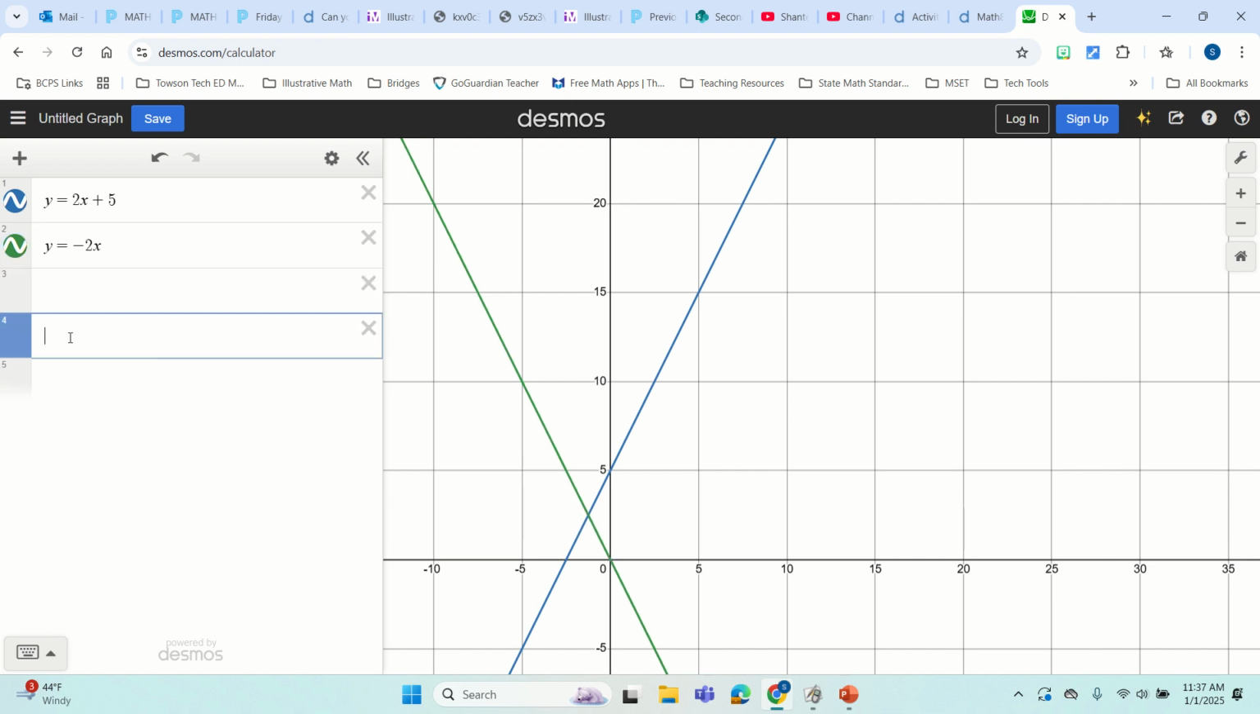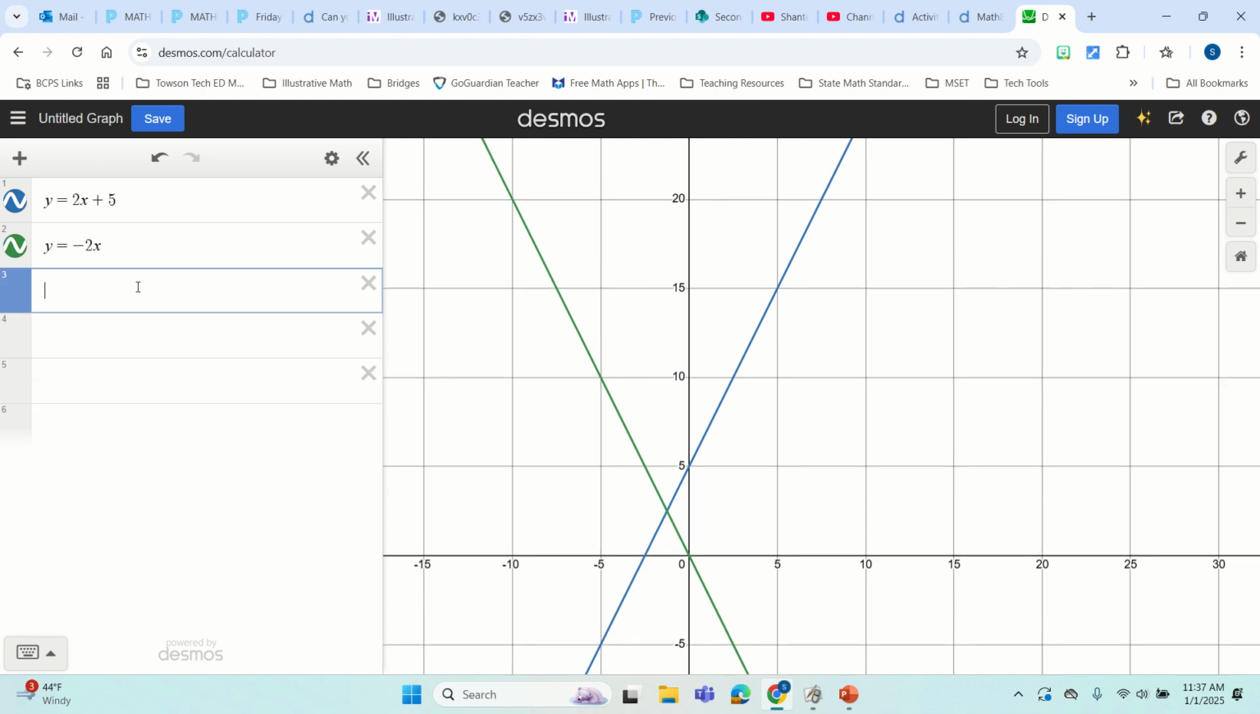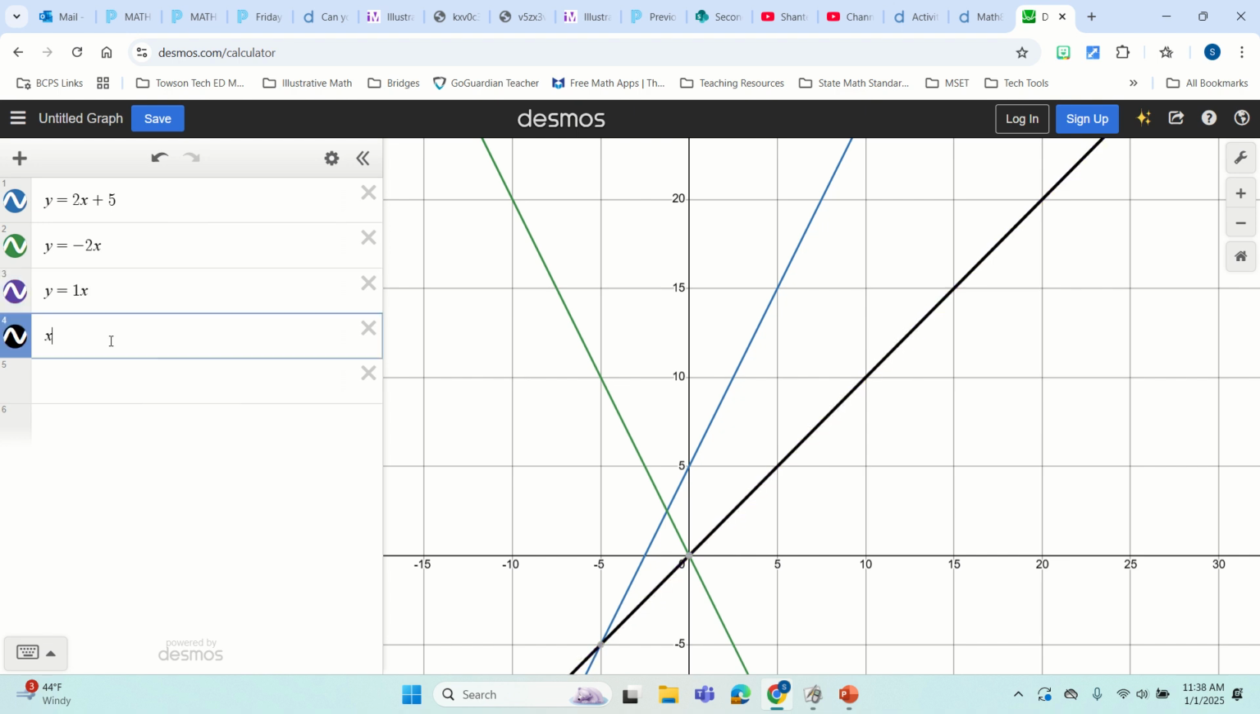You can graph as many lines as you want on one of these graphs. We can even do, let's do y equals x. See, that one is a 1x, so we could put 1 here. Let's do x equals 5. I like x equals 5. X equals 5, it runs up and down, vertical. You can see how there's no y, so it just goes straight up and down.